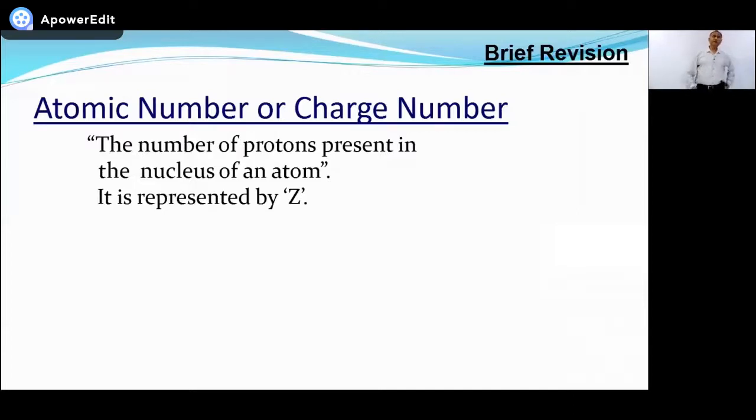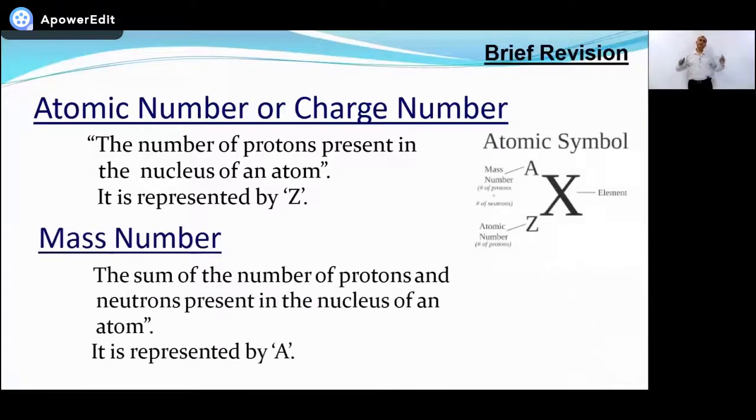So what is the atomic number? The number of protons present in the nucleus of an atom is called atomic number. It is represented by Z. What else? Mass number. If you add protons and neutrons, here comes the number. That number is called mass number.